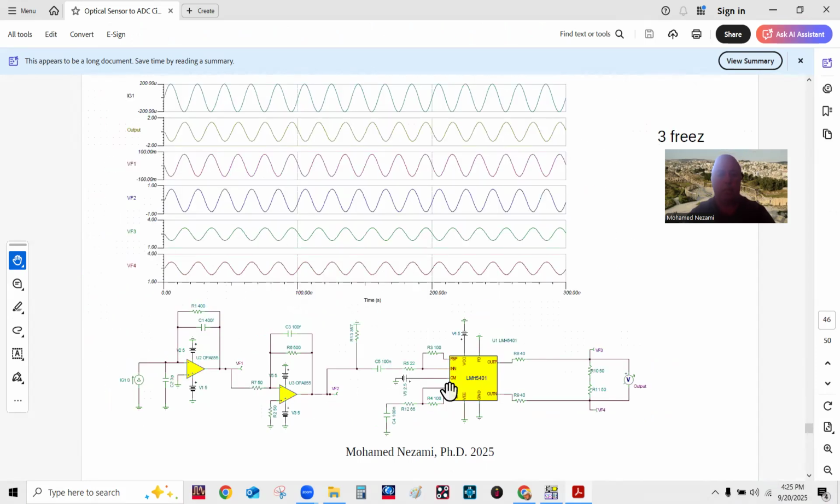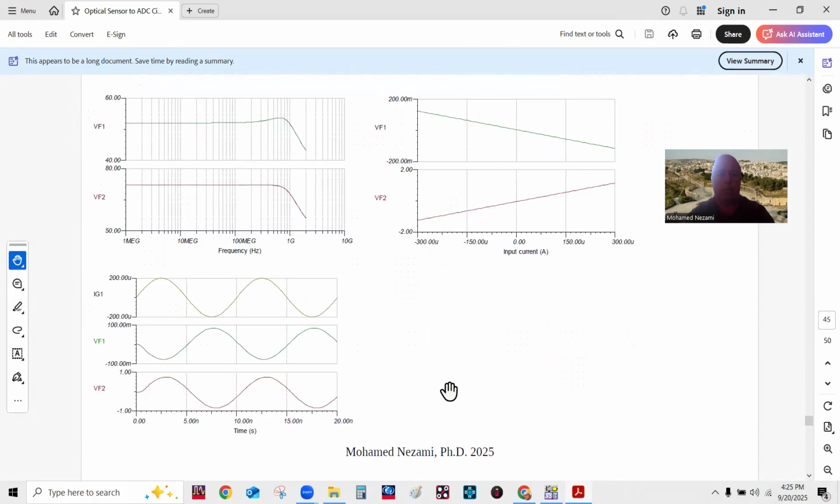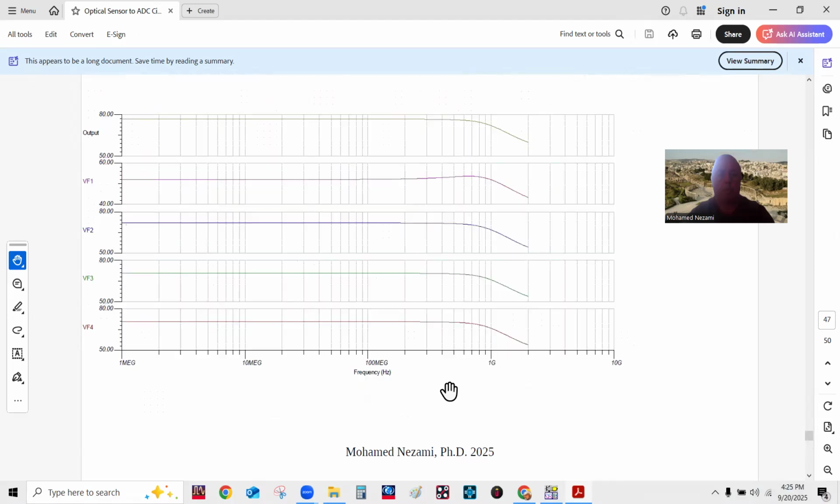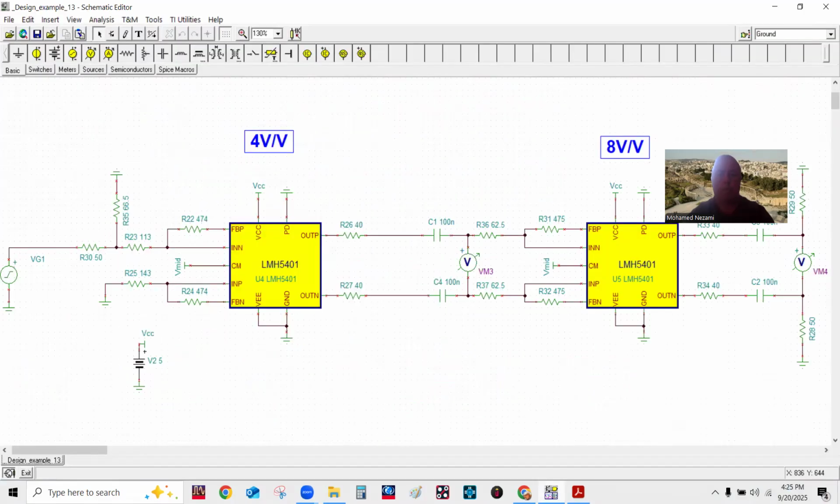That's let's see. I wonder if I put the DC voltage. Oh, that's 3 freeze, I think. Oh, yeah.